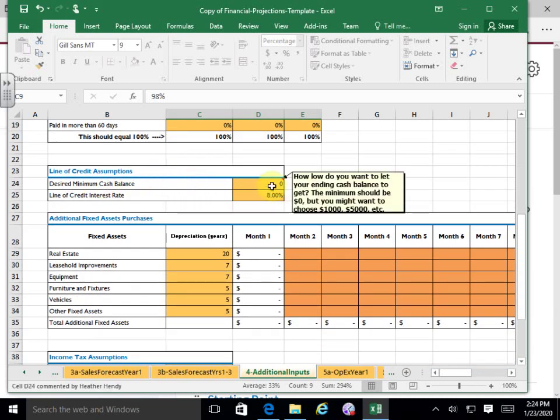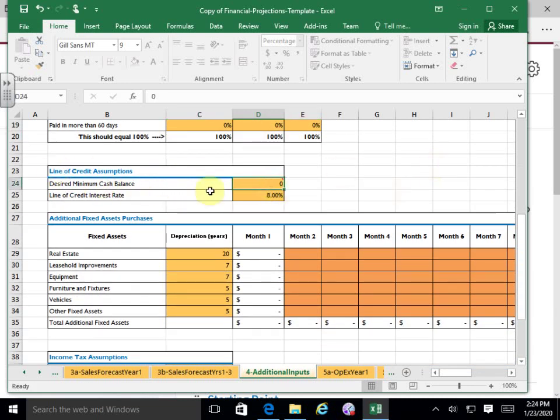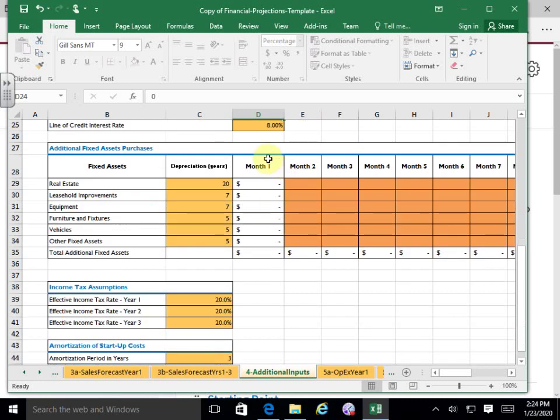Line of credit assumptions. Most people would not want their cash balance to go down to zero before the line of credit kicks in. They may want to keep a little balance in there just because. So if you decide you'd like to do that, a round figure of 500 or 1,000 or 1,500 might be appropriate to put in there.